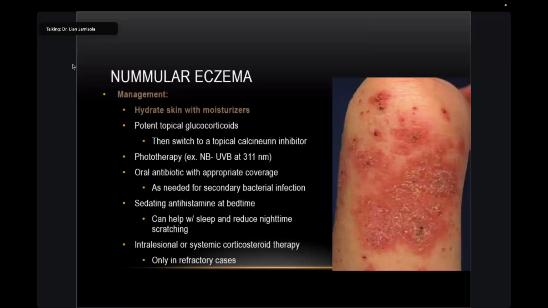Okay, again, management: we hydrate with moisturizer, we give potent topical corticosteroids. We also have steroid-sparing agents like your topical calcineurin inhibitors. We can give phototherapy, antibiotic if it's a secondary bacterial infection, a sedating antihistamine to make them more comfortable, to relieve them of the itch, especially at nighttime, and intralesional or systemic corticosteroids.